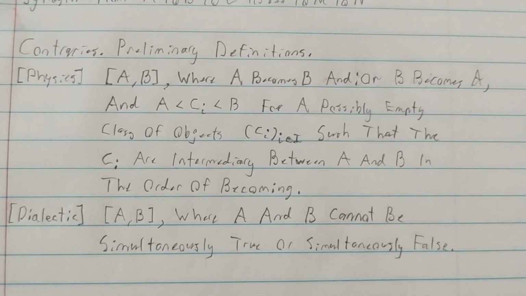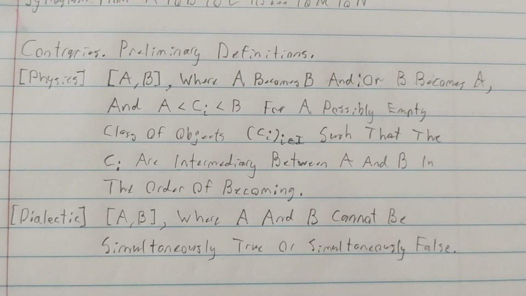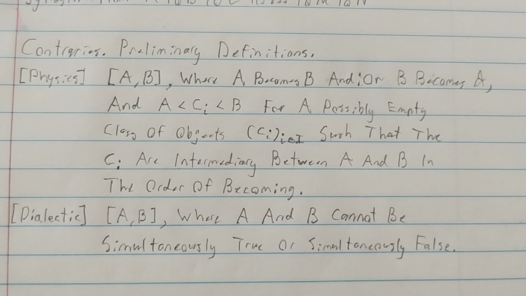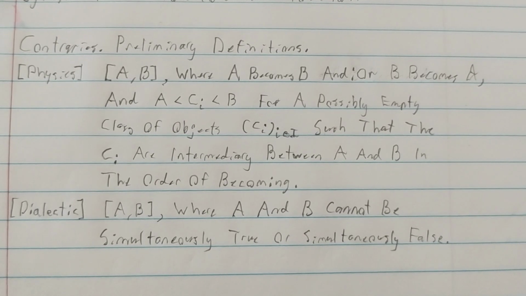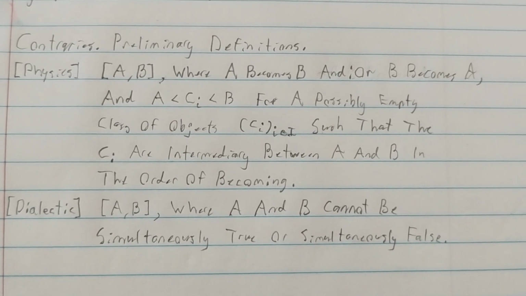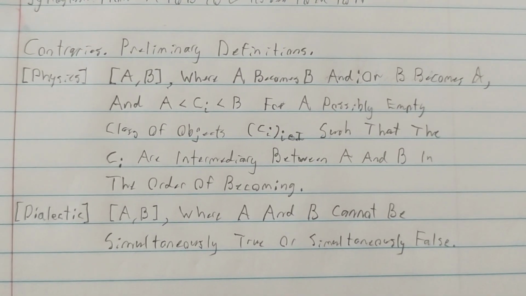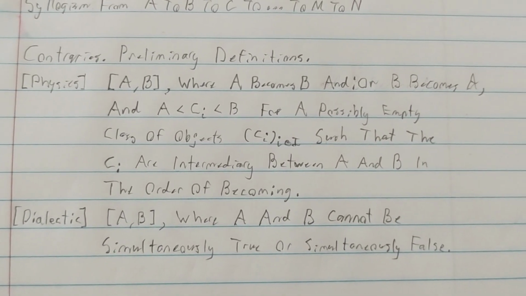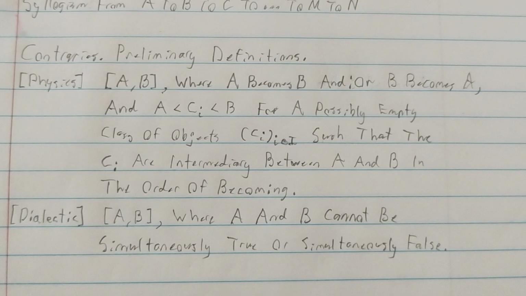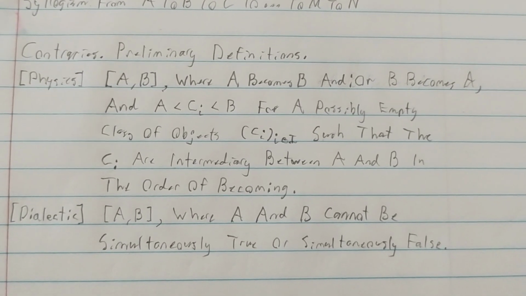So in physics, we use the topological notation bracket AB to represent the topological definition as found in physics. So in physics, contraries AB are objects, where A becomes B and B becomes A, or perhaps A becomes B or B becomes A.